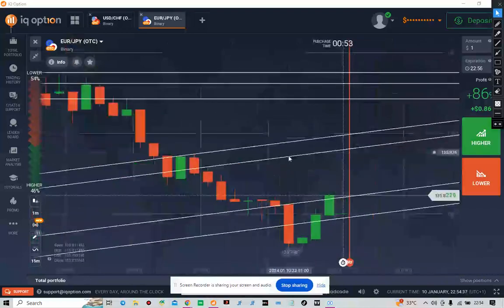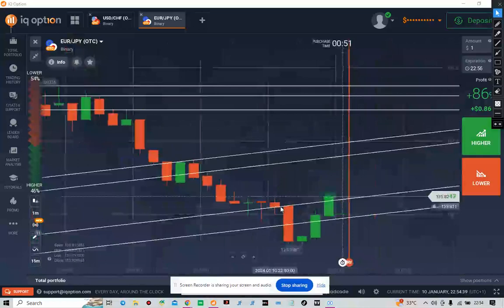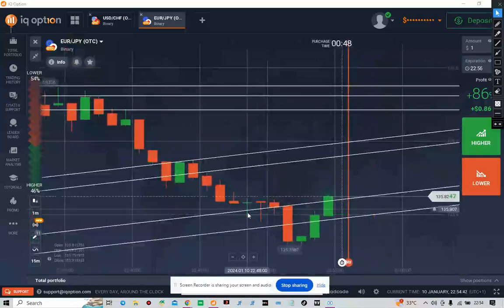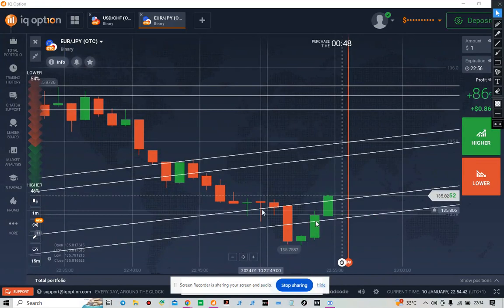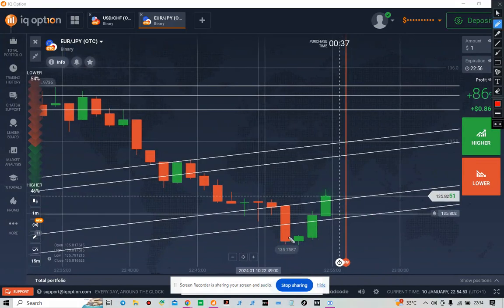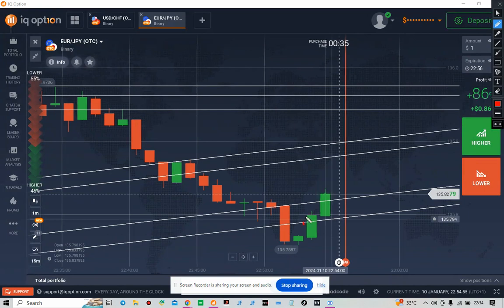As you can see, the sellers did not enter the zone. We only have multiple rejections here: the first rejection, second, third. Then the market breaks the zone, and you see the buyers enter the zone again, right? Buyers again enter the zone with the rejection.